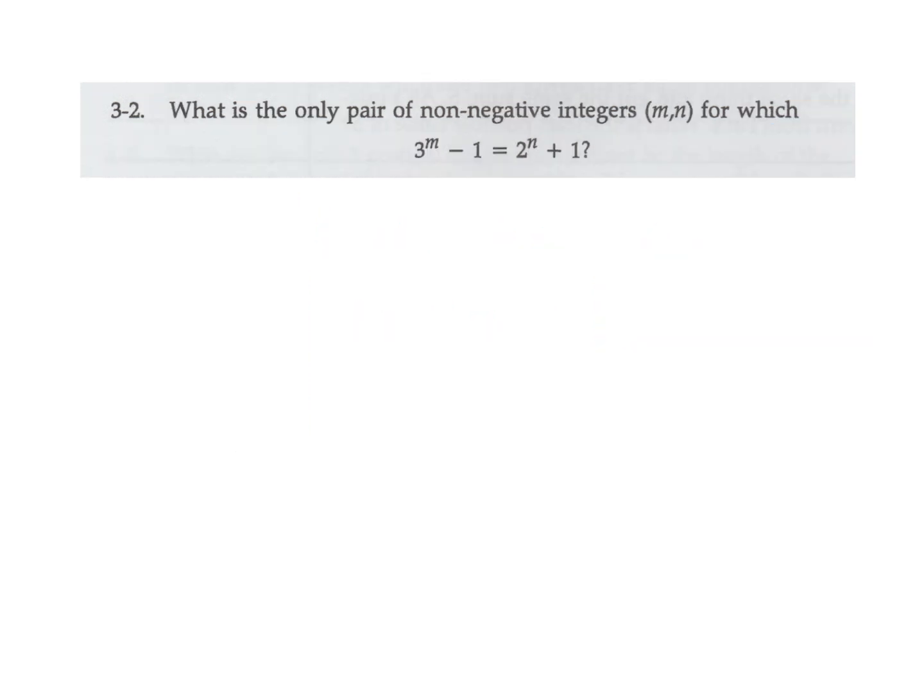What is the only pair of non-negative integers m, n for which 3 to the power of m minus 1 is equal to 2 to the power of n plus 1? All right, so I think this is just done by inspection. I don't think there's any formula. So let's try. They're non-negative integers, so it could be 0.